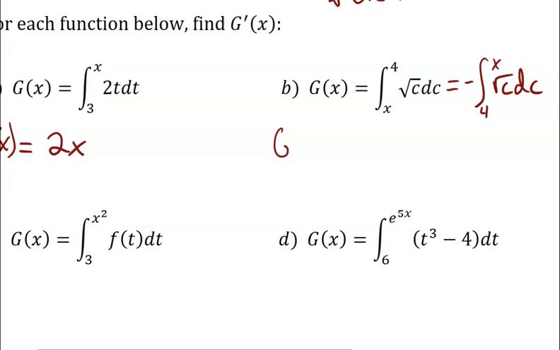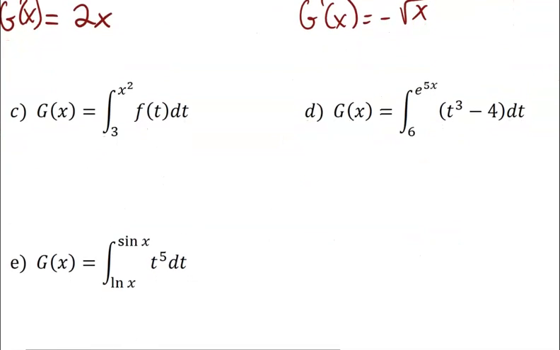Okay, so now when we take the derivative of that function, we have a negative out in front, and then the derivative of this accumulation function is going to be just root x, the function that is being accumulated. Also, again, it does not matter what constant we start at. We're starting at 4 here, started at 3 on the last one, could start at negative 2,000, doesn't matter.